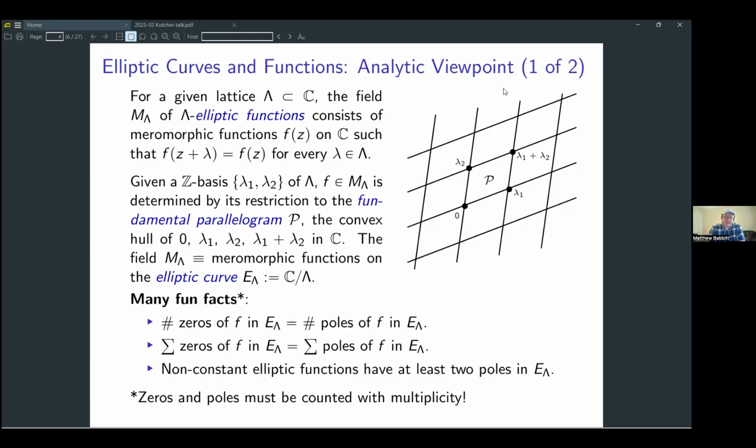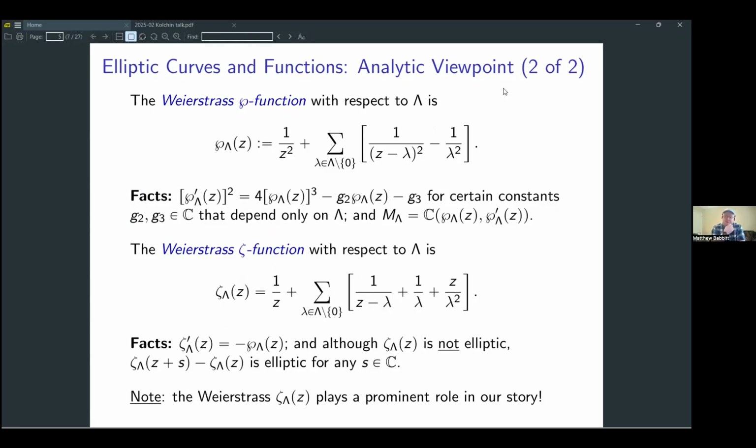There are some really nice examples of elliptic functions. Like this is the prototypical one, the Weierstrass P function, right? And it's defined by this convergent series defined in terms of all the lattice periods. And this P function satisfies a really nice differential equation. And really, it is a polynomial relationship in terms of P and its derivative P prime. And even more exciting is that the field of elliptic functions is actually generated by P and P prime, right? Like every elliptic function can be expressed as a rational function of P and P prime.